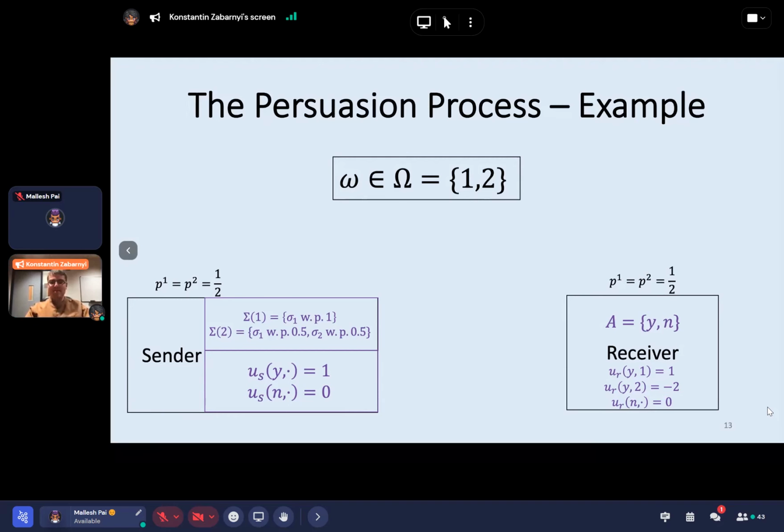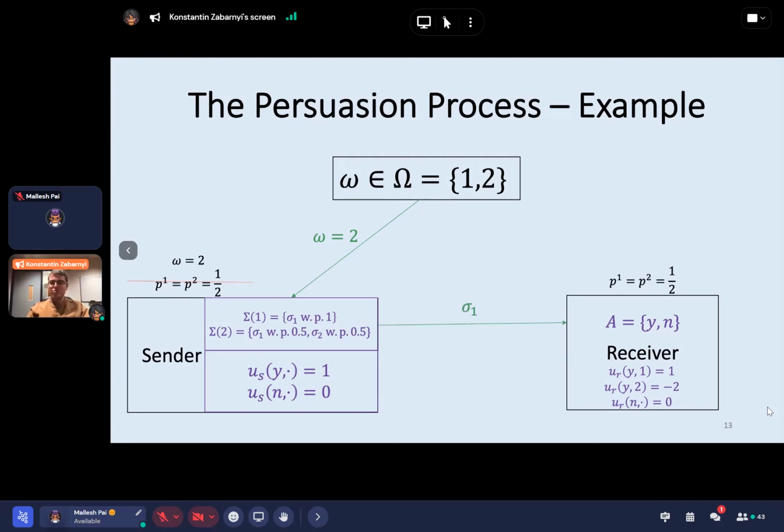After committing to the signaling scheme, she realizes the true state, which is drawn from the prior distribution, and suppose that state 2 was drawn. So now the sender knows the state, but the receiver doesn't know the state. She still only knows the prior for now. Now, according to the state being 2 in the signaling scheme, a signal realization is drawn, so with probability half it is sigma 1 and with probability half it is sigma 2. Let's assume that sigma 1 is chosen.